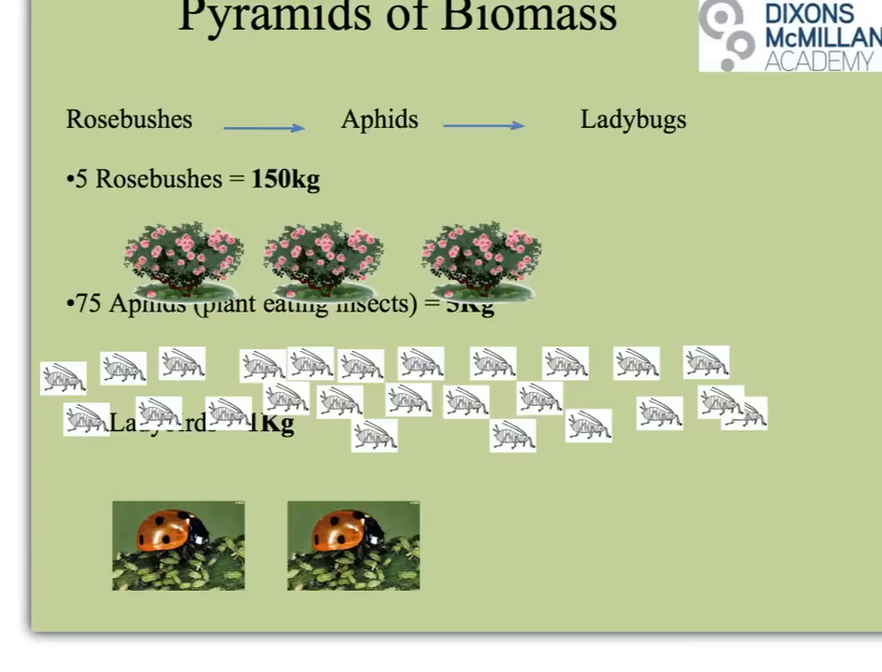A pyramid of biomass will help explain that. Again, we're looking at rose bushes being eaten by aphids and the aphids being eaten by the ladybugs. So we've got the same example here. We've got the 5 rose bushes, the 75 aphids, and 40 ladybirds. Unfortunately, the formatting's gone a bit funny here, so things are getting covered up, but I'll explain all the numbers. So 5, 75, and then 40 ladybugs again.